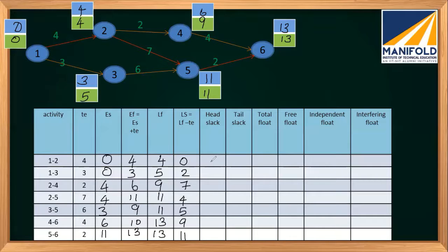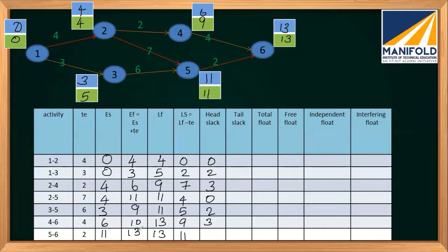So this will be 4 minus 4, 0. 5 minus 3, 2. From here also you can do 2, 4. 4 is a node. So what is the head event? 9 minus 6, 3. So it will be 11 minus 11, 0. 11 minus 9, 2. 13 minus 10, 3.